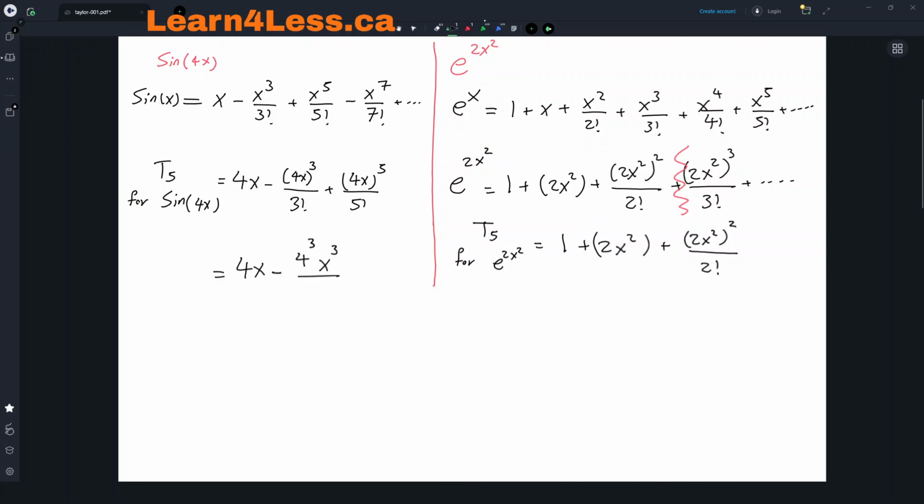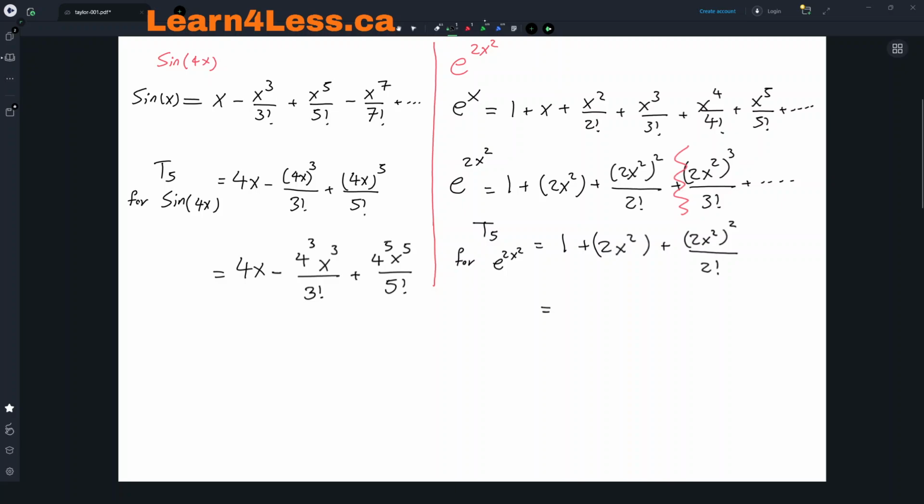3 factorial. You don't need to memorize that, you can just quickly evaluate it. It's 3 times 2 times 1, which is 6. Or you can simply leave it at 3 factorial. Plus the next one, which is 4 to the power of 5, x to the power of 5 over 5 factorial.